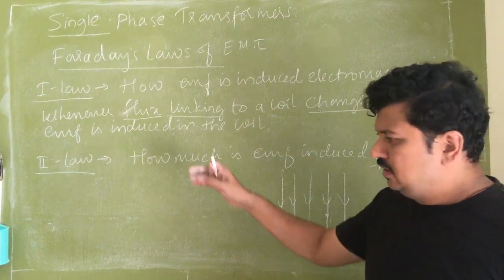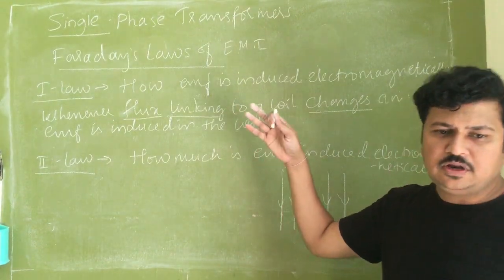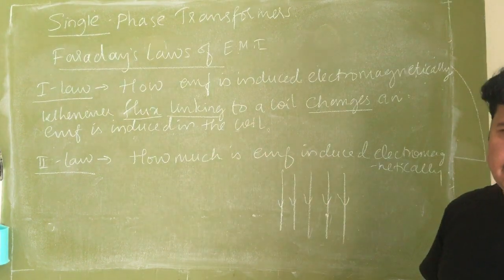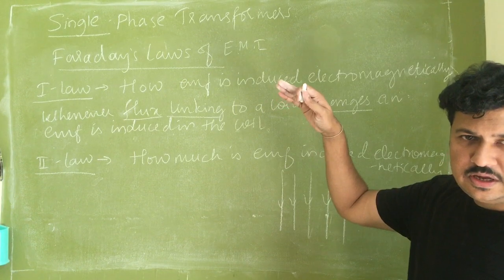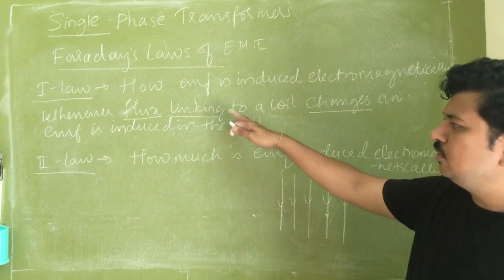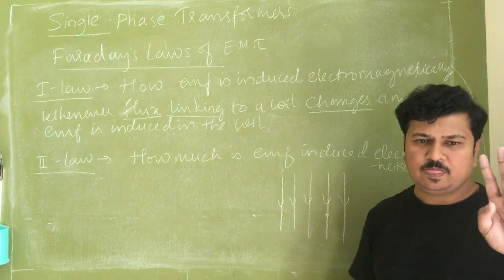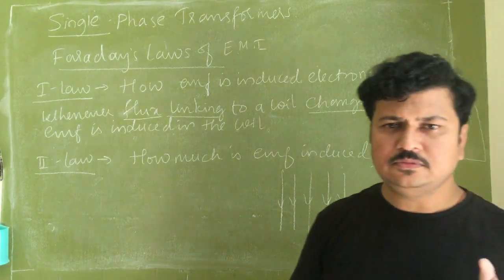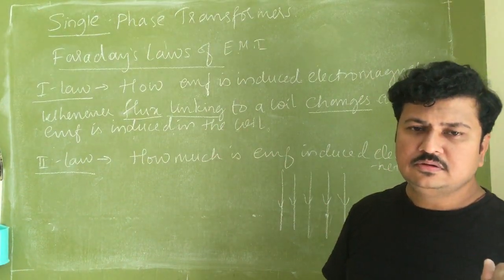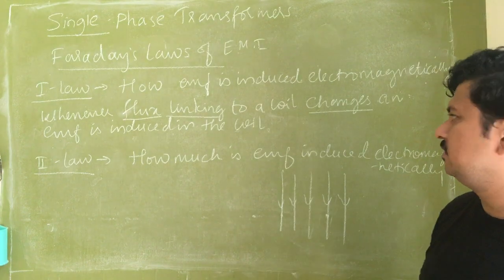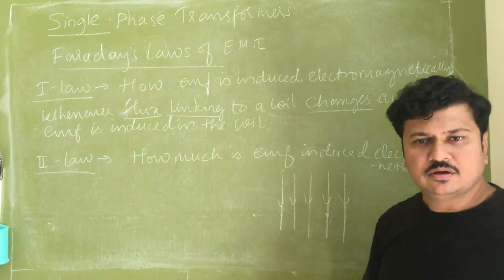So only the existence of the requirements will not serve the purpose. There should be work done. There should be a continuous change in the flux that is linking to a conductor. So to induce an EMF electromagnetically, I need flux. That flux must be linking. That flux must be changing. So these are the three very important points to get an induced EMF in any coil.